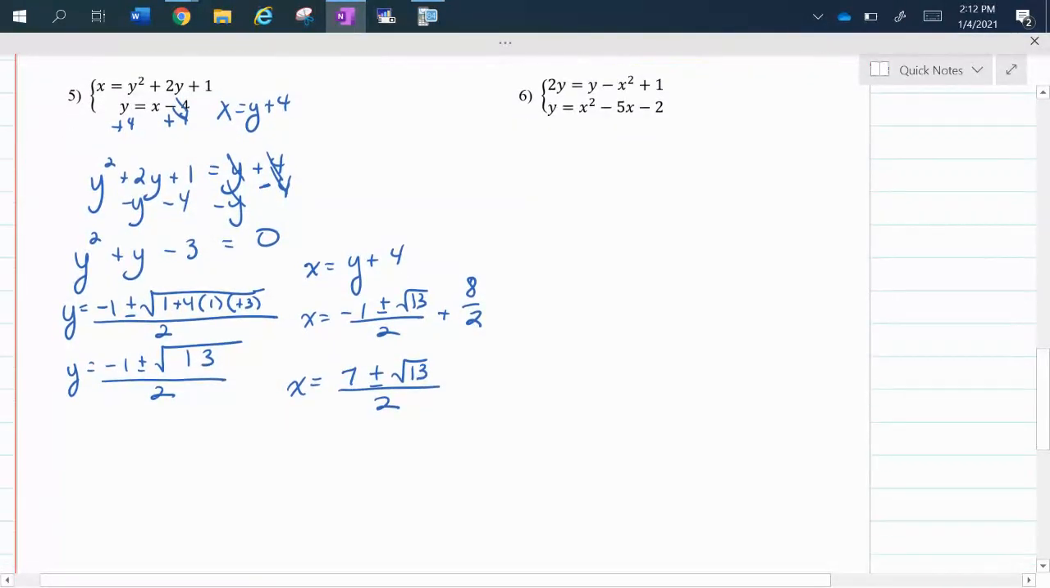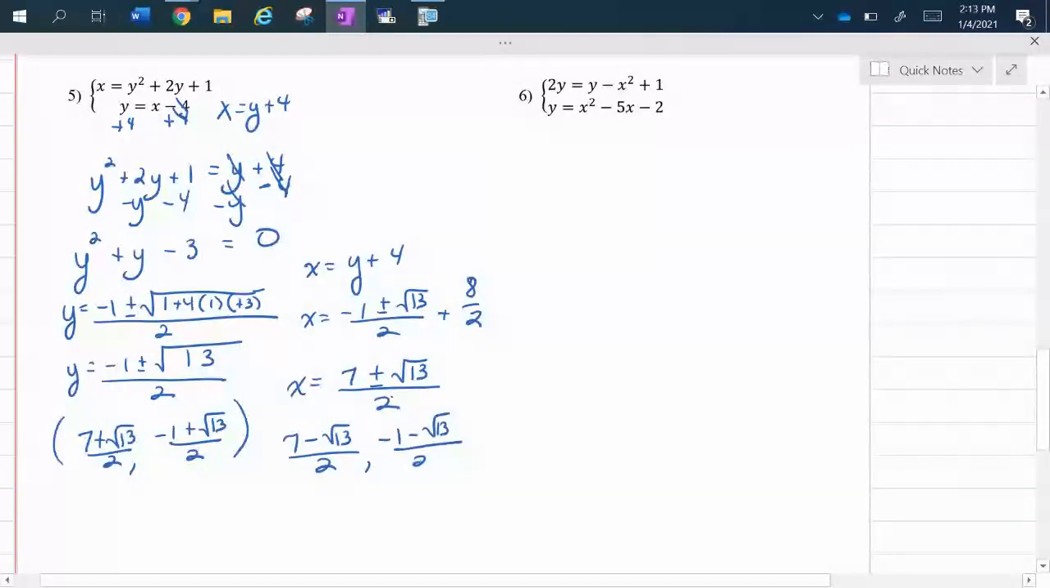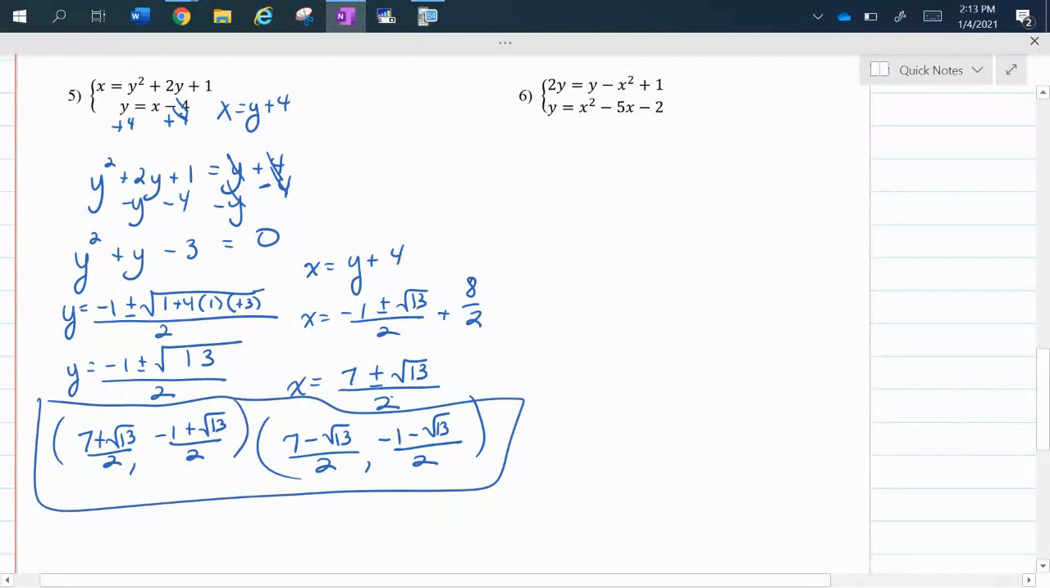So I'm going to write my two ordered pairs now. So I get 7 plus the square root of 13 over 2, comma negative 1 plus the square root of 13 over 2. There's my first ordered pair. So notice I got the x value, the first x value, the plus. The second one's going to be the minus. Same thing for the y value. So 7 minus the square root of 13 over 2, comma negative 1 minus the square root of 13 all over 2. There's my two ordered pairs. It's kind of ugly, but there they are.